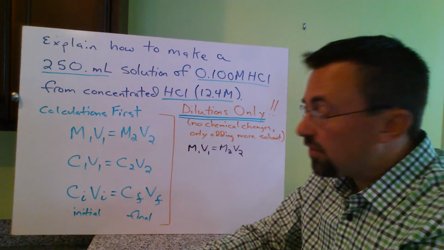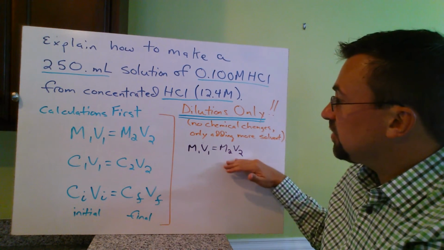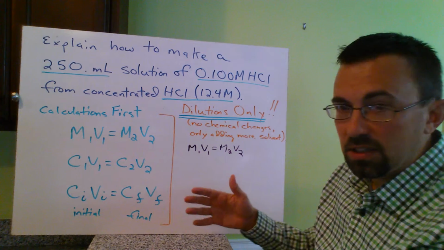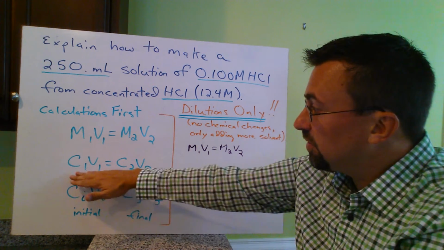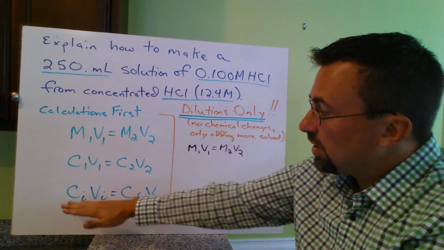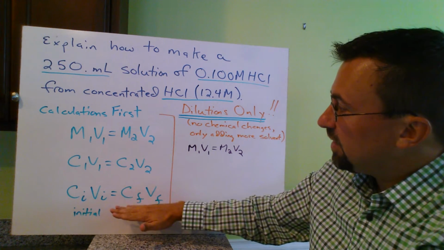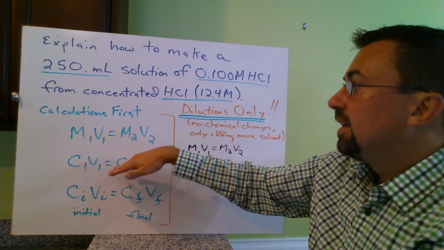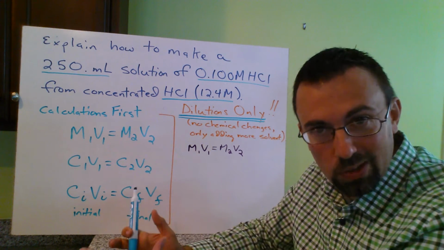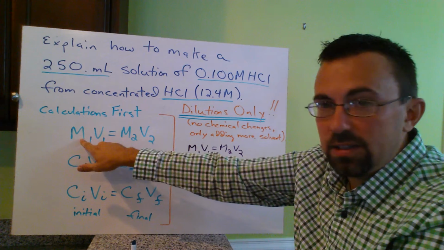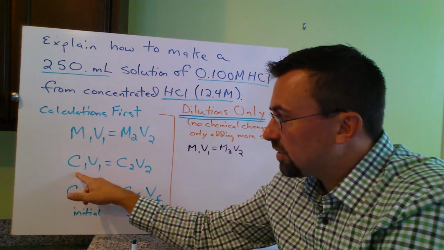Let me talk about the different versions. I use M1V1 equals M2V2 because that's what I was taught and it just got beat into my head. Depending on your source material, you may see C1V1 equals C2V2, or even CiVi equals CfVf, or MiVi equals MfVf. So let me explain what we're looking at. Big M is molarity. Big C is concentration.